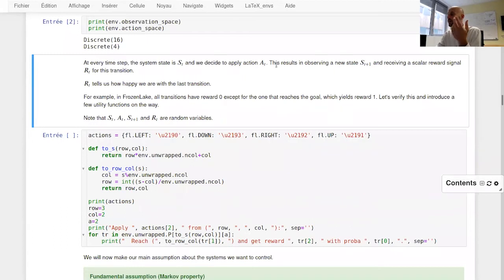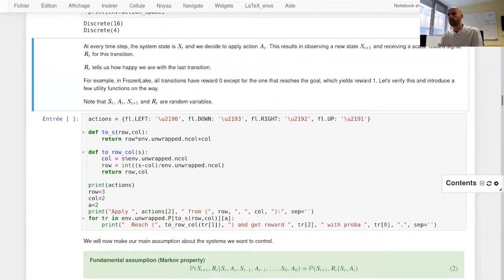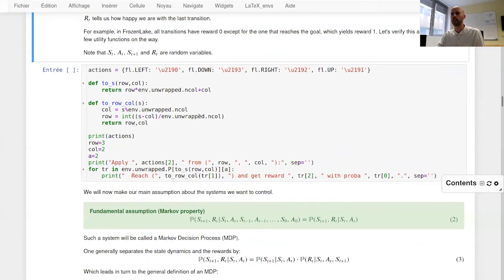So at every time step, the system is in state S_t and we decide to apply action A_t. This results in observing a new state S_{t+1} and receiving a scalar reward signal R_t for this transition. R_t tells us how happy we are with the last transition. It is a continuous value that tells us how good the last transition was. For example, in Frozen Lake, all transitions have reward 0 except for the one that reaches the goal, which yields reward 1. We can verify this and introduce a few utility functions on the way. And I just want to remind you that all those notations here are random variables.